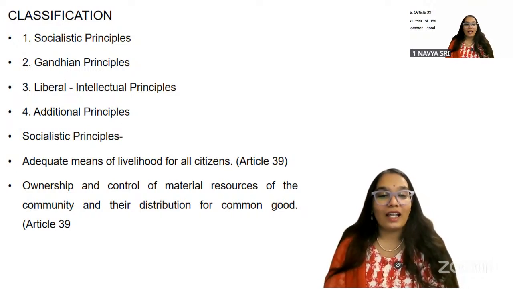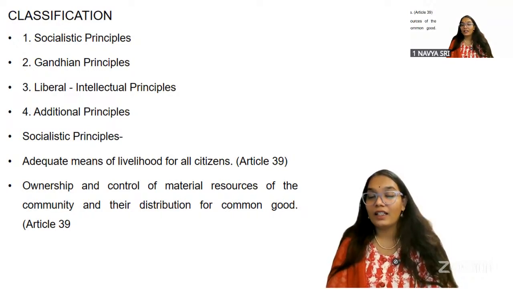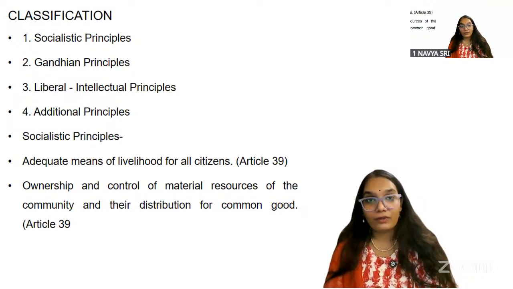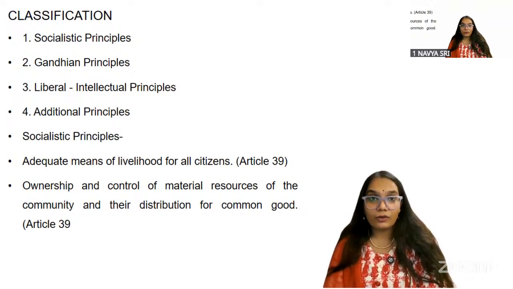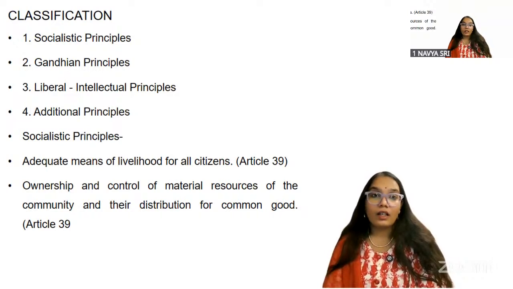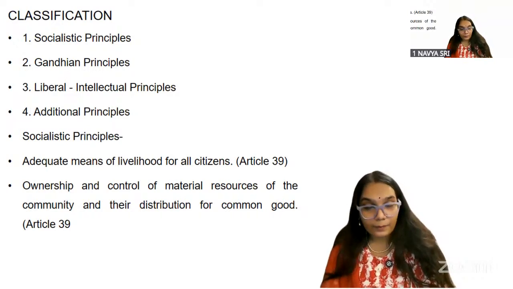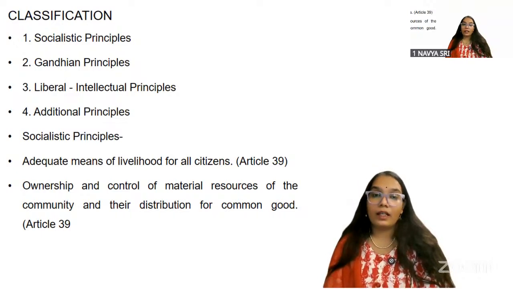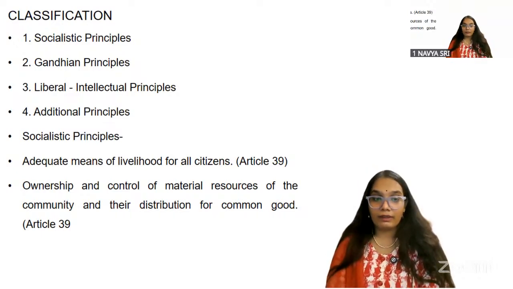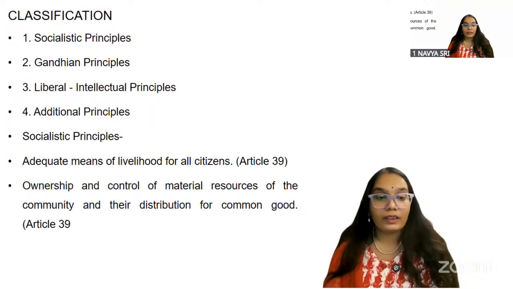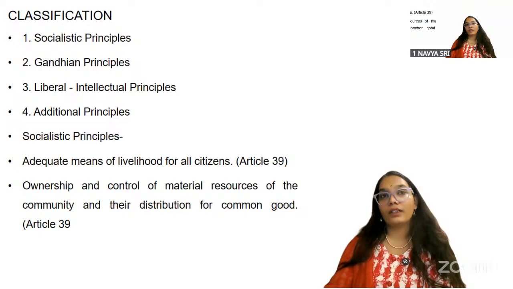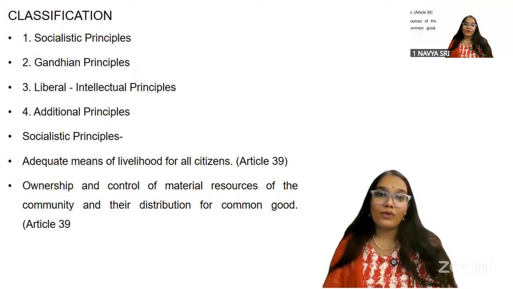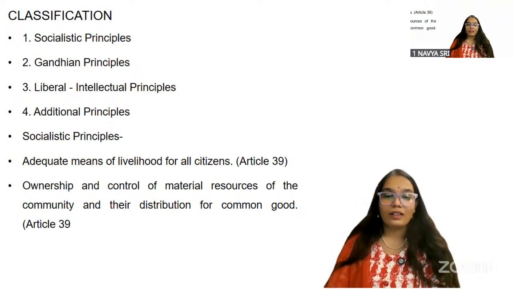So the first one is adequate means of livelihood for all citizens. Yes, it falls upon the state to provide adequate means of livelihood for all the citizens. It shall not ignore this, so it can only push for making policies that bridge the gap and provide adequate livelihood. Then ownership and control of material resources of the community, and their distribution for the common good. So common community goals, community distribution. Of course, this has to be a socialistic principle, right?